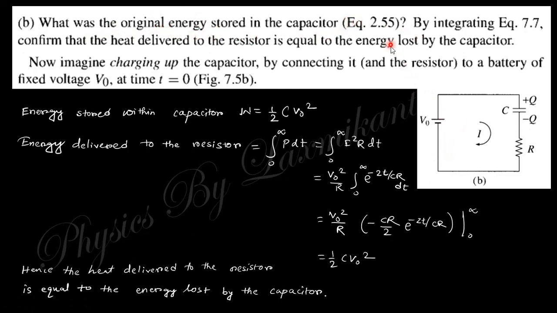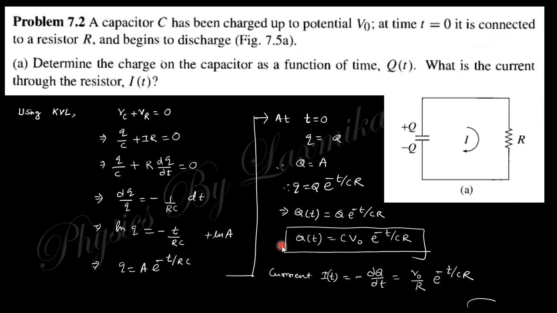Next one. What was the original energy stored in this capacitor? From equation 2.55, you know the energy stored within this capacitor is half CV squared. By interpreting equation 7.7, we find that the energy delivered to the resistor equals the energy lost by the capacitor. The energy delivered to the resistor is nothing but power into time. So power equals I squared R, and you put in this expression of current.